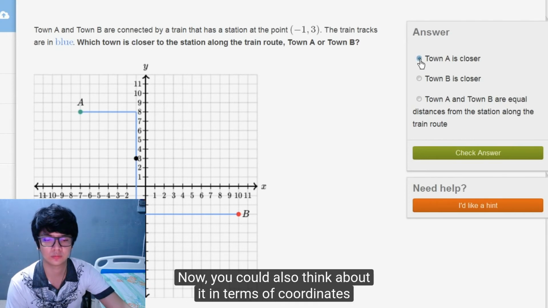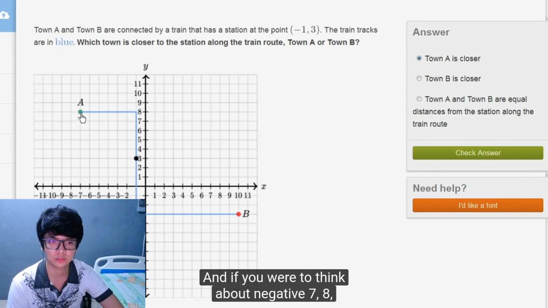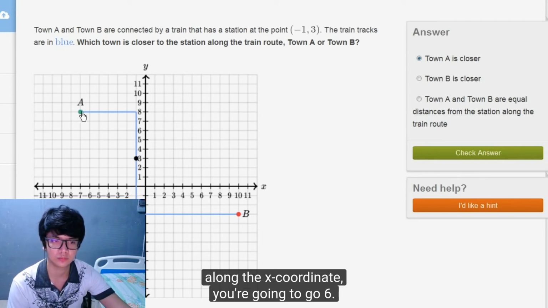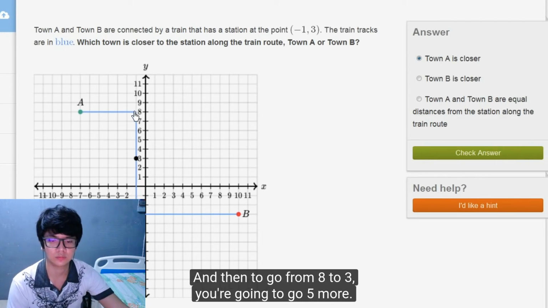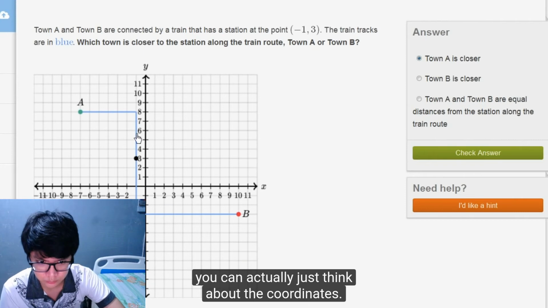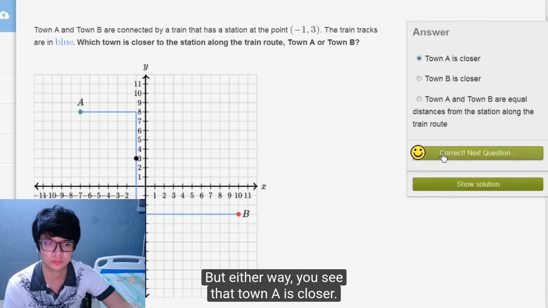Now, you could also think about it in terms of coordinates, because A is at the coordinate -7, 8. To get from -7 to -1 along the x-coordinates, you're going to go 6. And then to go from 8 to 3, you're going to go 5 more. So you can also not necessarily count it out. You can actually just think about the coordinates. But either way, you see that town A is closer.